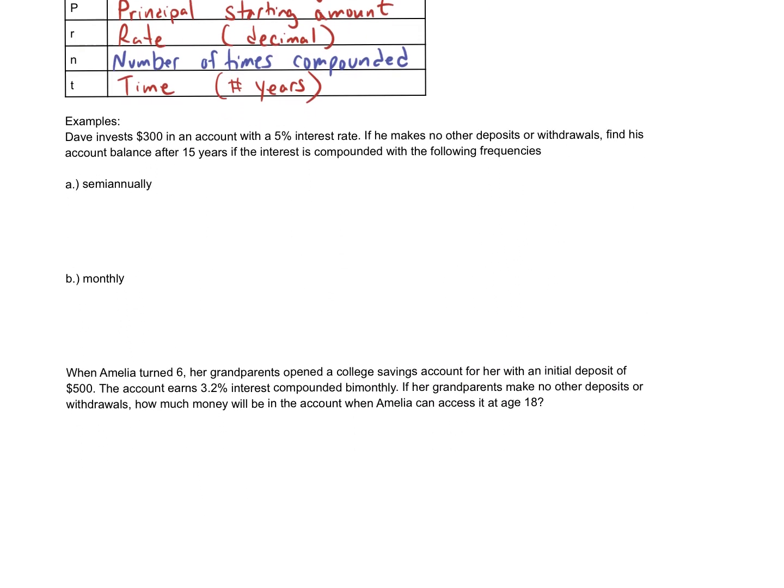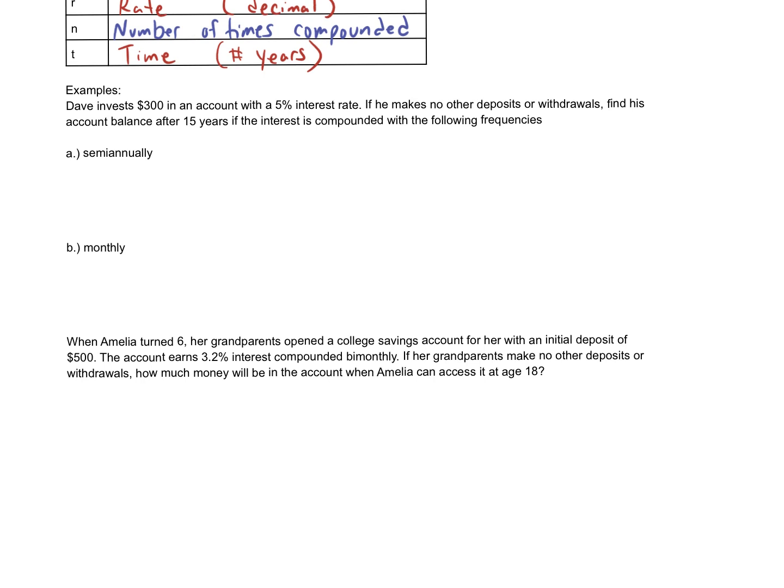This says Dave invests $300 in an account with a 5% interest rate. If he makes no other deposits or withdrawals, find his account balance after 15 years if interest is compounded with the following frequency: semi-annually or monthly. So our principal in this case, what we start with, is $300. My rate is 5%, so I'm going to write it as 0.05. The other thing I know is that 15 years is going to be my time, and then my N is going to change in these two problems.